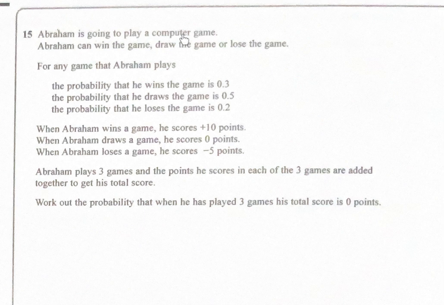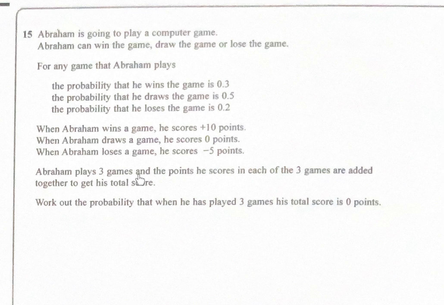Abraham is going to play a computer game. Abraham can win the game, draw the game, or lose the game. For any game that Abraham plays, the probability that he wins the game is 0.3, the probability that he draws the game is 0.5, the probability that he loses the game is 0.2. When Abraham wins the game, he scores 10 points. When he draws, he scores 0 points. When he loses a game, he scores minus 5 points.